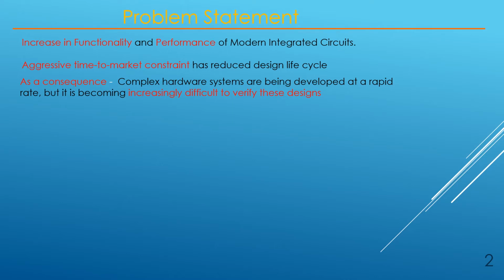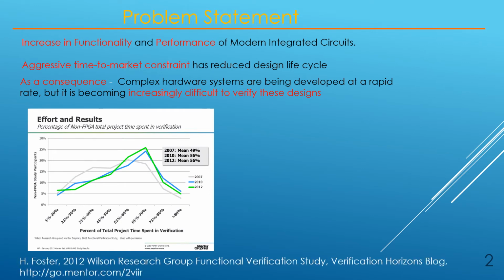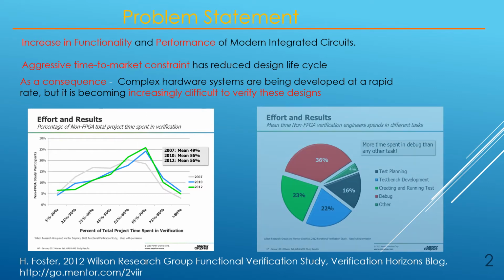As a consequence, complex hardware systems are being developed at a rapid rate, but it is becoming increasingly difficult to verify these designs. This situation continues to worsen even after spending more than 50% of the time of the project on verification. As shown in this graph, taken from the 2012 Wilson Research Group Functional Verification Study, in some projects, even more than 80% of the time is devoted to verification. The verification task that takes most of the effort is the debugging work.